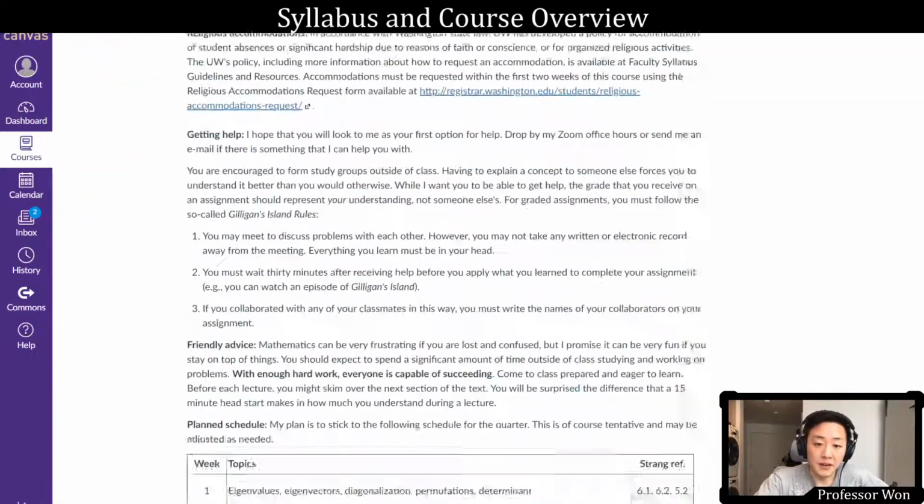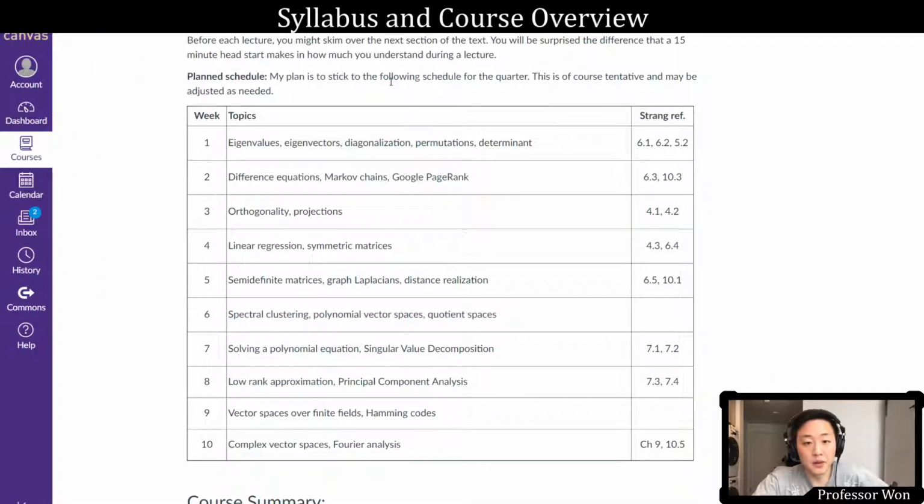Also at the bottom here, I've given a rough plan for the quarter, what topics I plan to cover in which week, and also roughly what section of Strang would be the corresponding section. There's some stuff that we cover that is not in Strang, so there's no Strang reference here. But this is a tentative plan for the course.